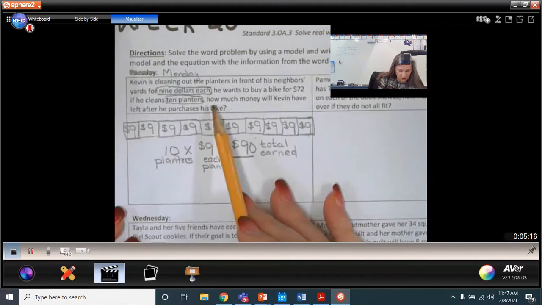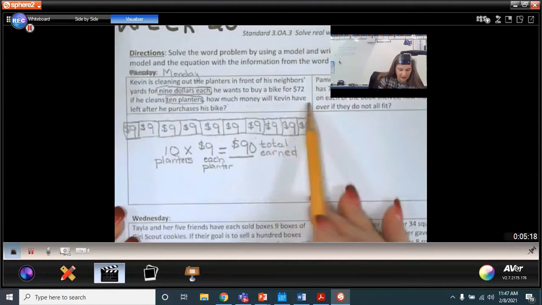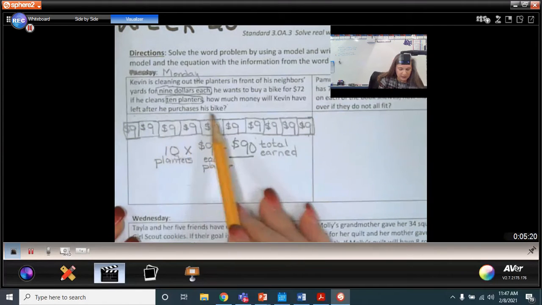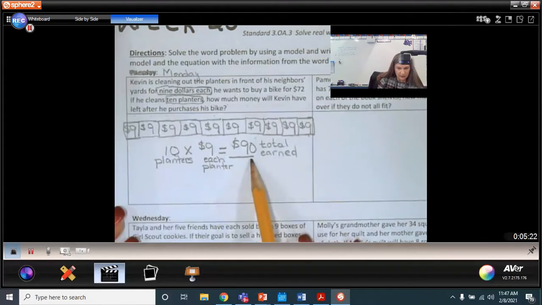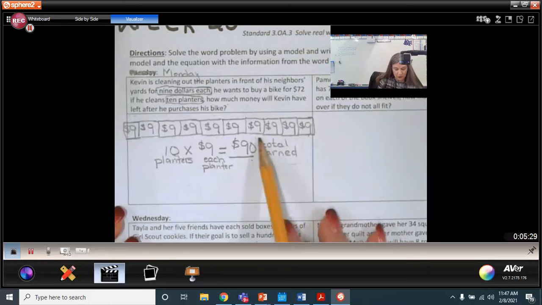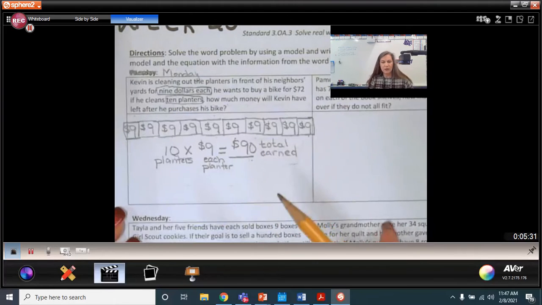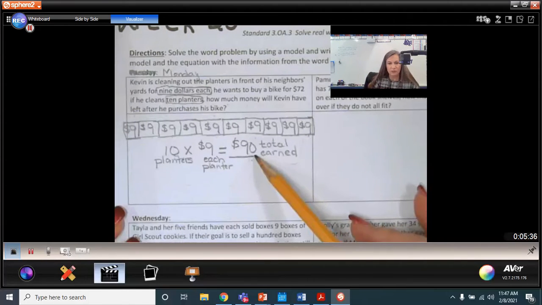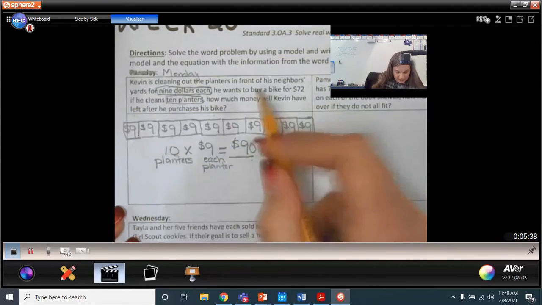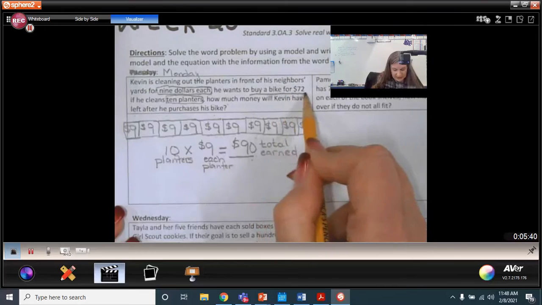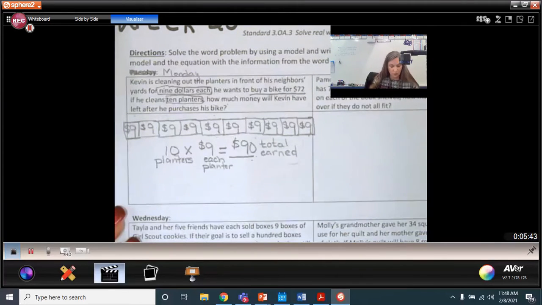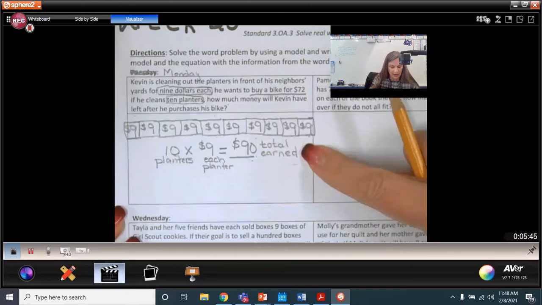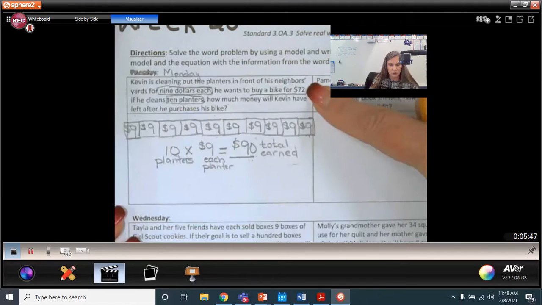Now, let's look at the question again. How much money will Kevin have left after he purchases his bike? Well, he's not going to have $90 after he buys his bike. Why? Because this is the total amount he earned. When you buy something, you're going to take from that total what you spent. And we can see he's going to buy a bike that's $72. So we have to take that $90 and subtract 72 from it.